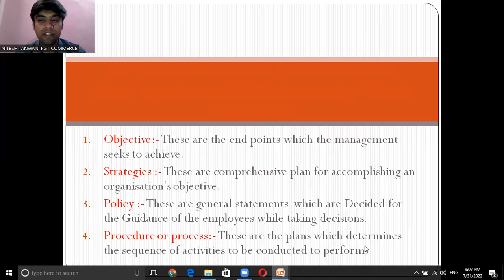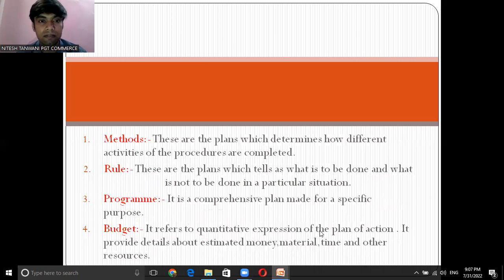Next is procedure. These are the plans which determine the sequence of the activities to be conducted. Here the sequence of activities is very important. Procedure of admission or process, if we are talking about the procedure of doing any activity, there are things which are done in a sequential manner. So the sequence of activities is there to be conducted to perform any task.